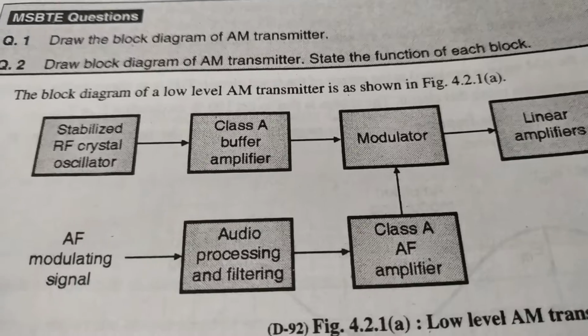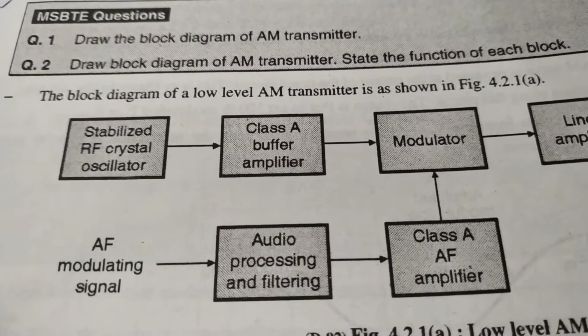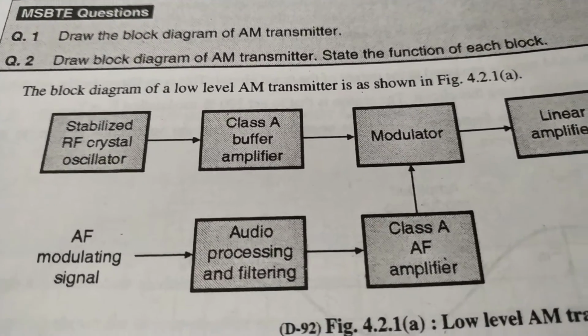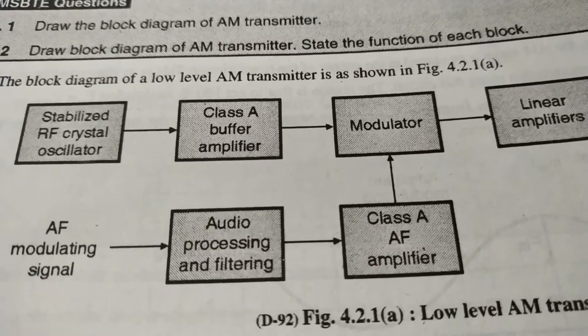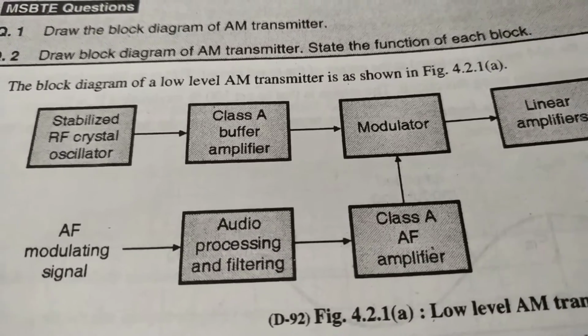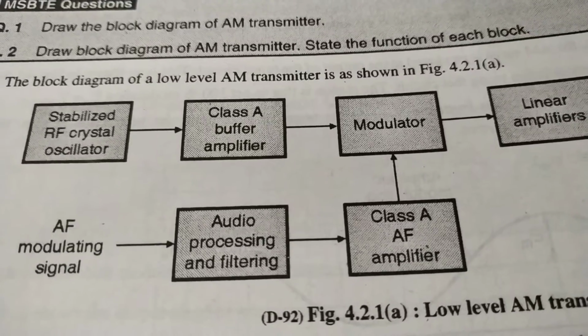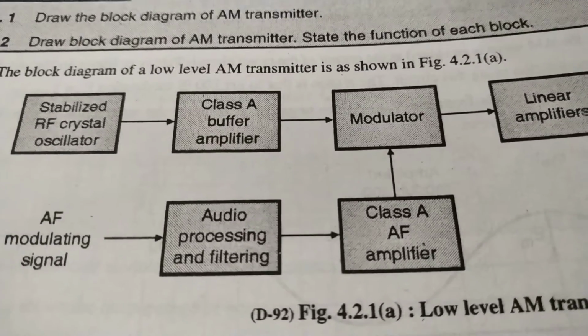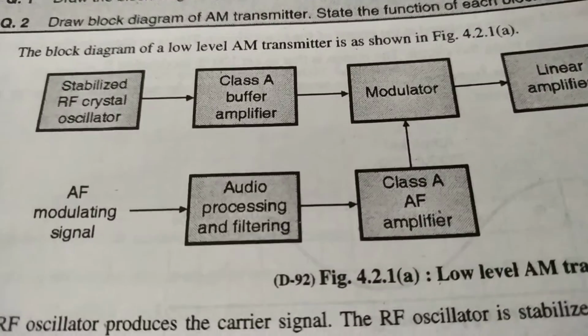So both blocks, the first called the crystal oscillator and the other called the class A amplifier, are used to generate the carrier signal, or a good quality carrier signal, and then this signal is transferred to the modulator block.